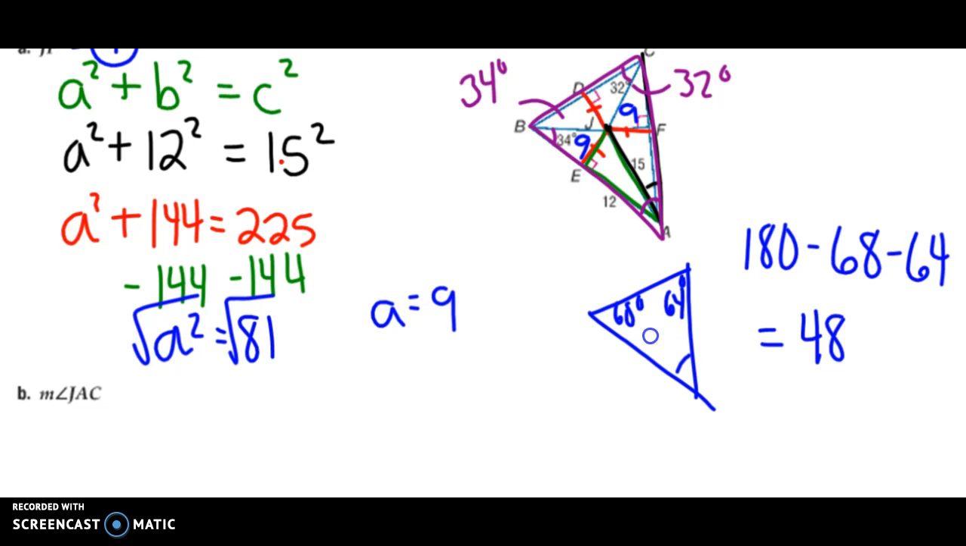Now, does that mean my answer is 48? No, it means that the whole angle right here is 48. And so this part is going to have to be congruent to this part. So I take 48 and divide it by 2 and find that JAC is going to have a measurement of 24 degrees.